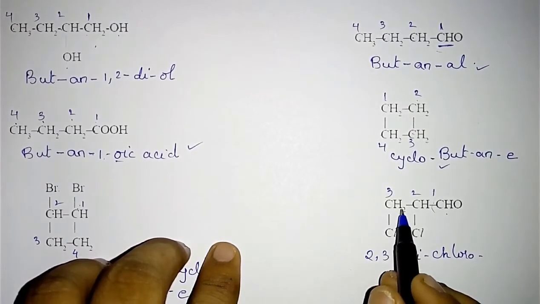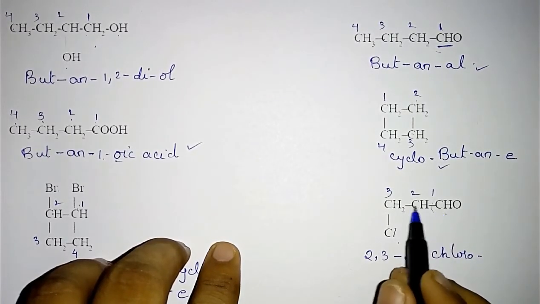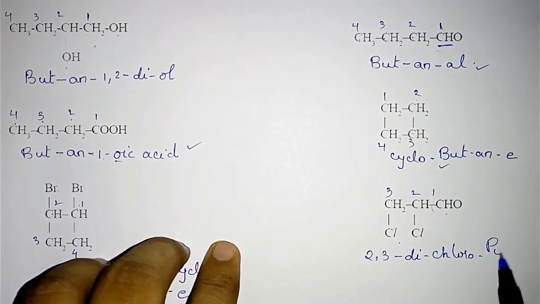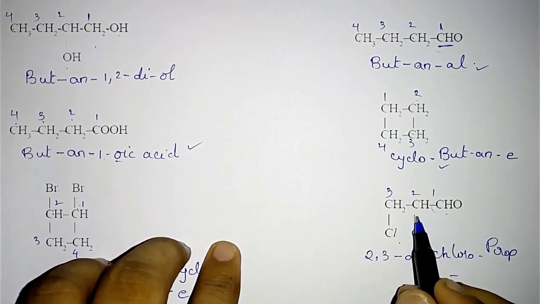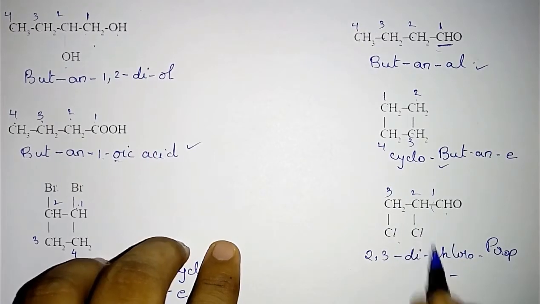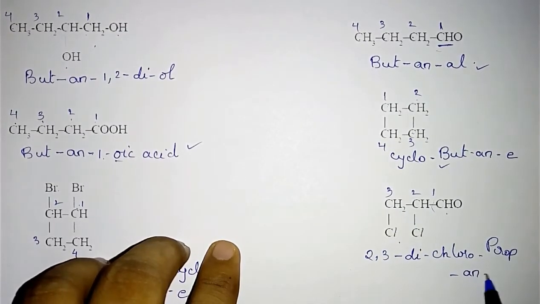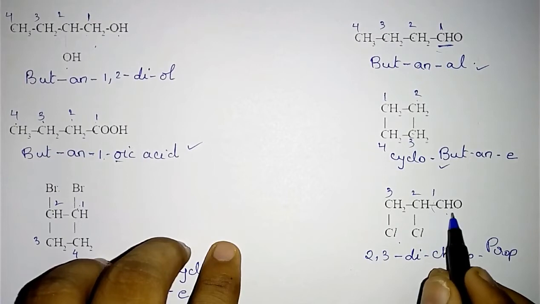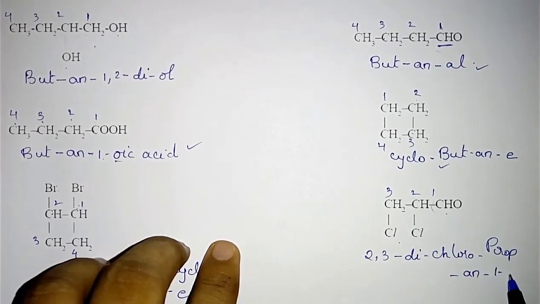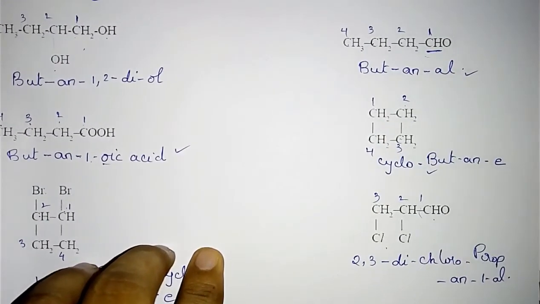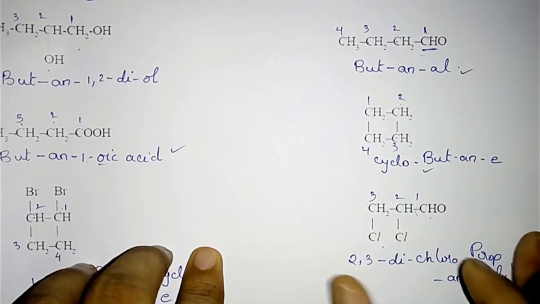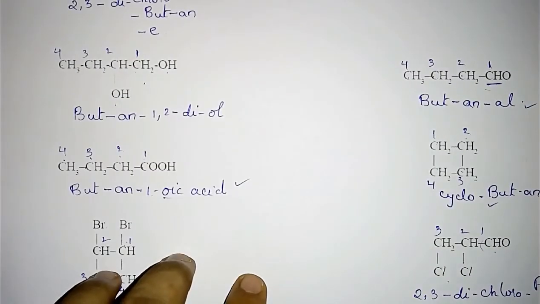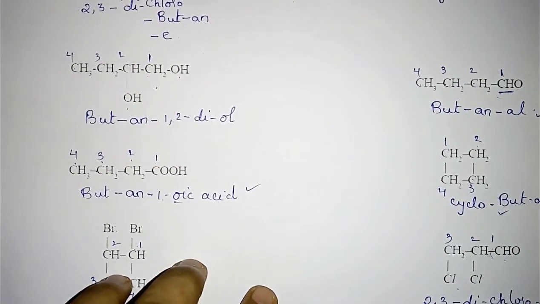Then next comes our parent chain: methane, ethane, propane. You will write "prop". Is any unsaturated compound there? Unsaturated compound is not there, so you write "an", propane. And now comes our aldehyde, on which carbon? First carbon, "al". So what is the name of this compound? 2,3-dichloropropan-1-al. That is the name of this compound. Understood, everyone? Yes. Let's see the next part.